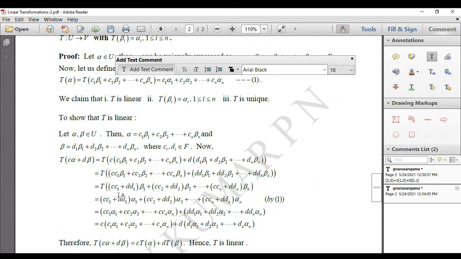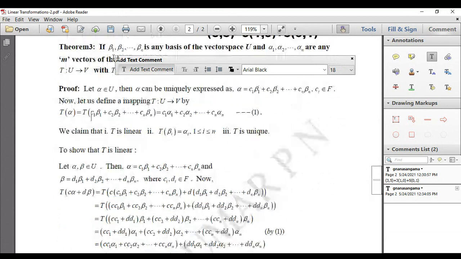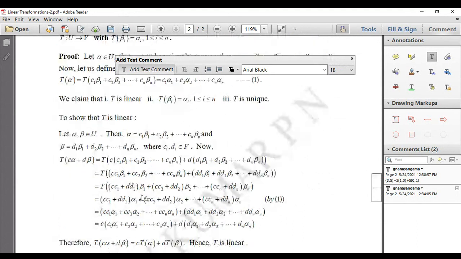And remember, beta 1, beta 2, etc., up to beta n are basis vectors of U, which means these are vectors in U only. So this scalar times beta 1 comes in U, this scalar times beta 2 comes in U, this scalar times beta n also comes in U. Because of the closure law, this sum is also in U. Therefore, this is a vector in U, right?